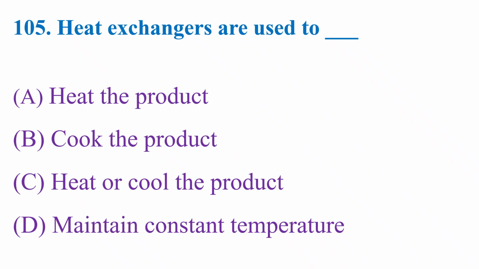Whereas option number A, that is heat the product, has only one function. Cook the product, cooking in the broader sense it is showing. Maintain constant temperature is not the primary function. So correct option is heat or cool the product, option C.